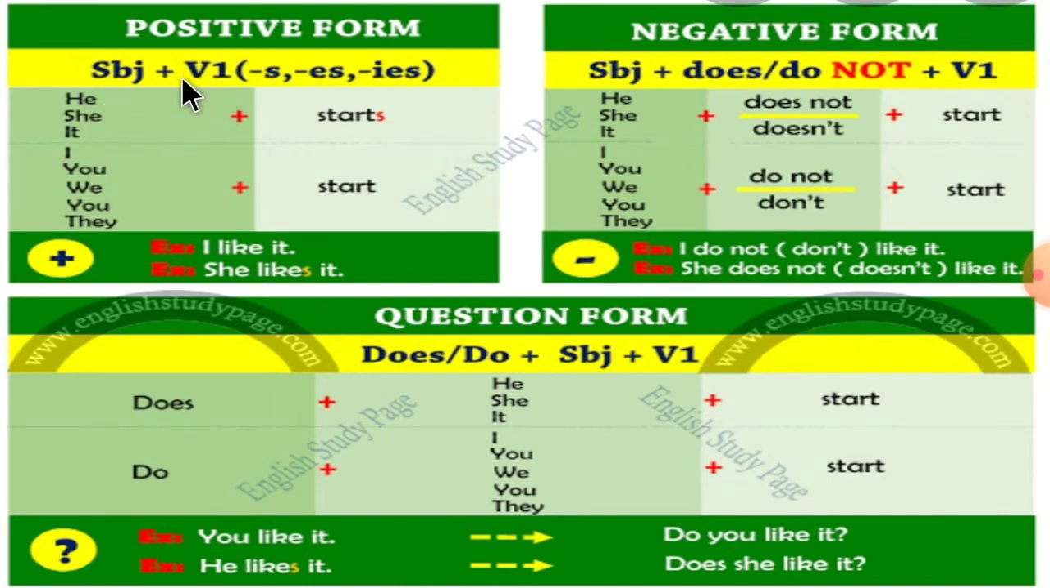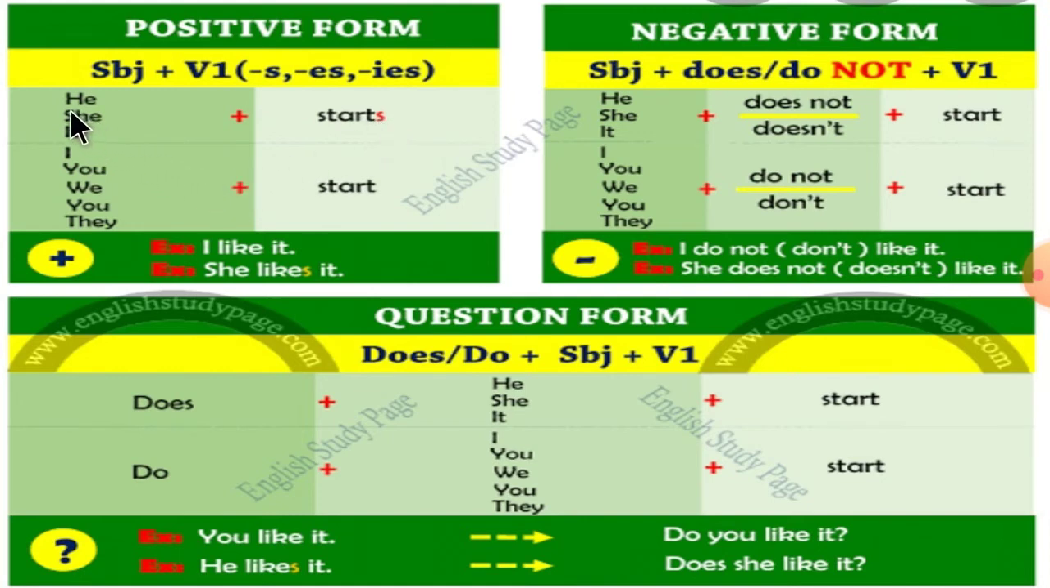Subject plus verb with s, es or ies. Let's see. He, she, it plus verb starts with s. You can see here, I have written with red color so you can easily see the difference.